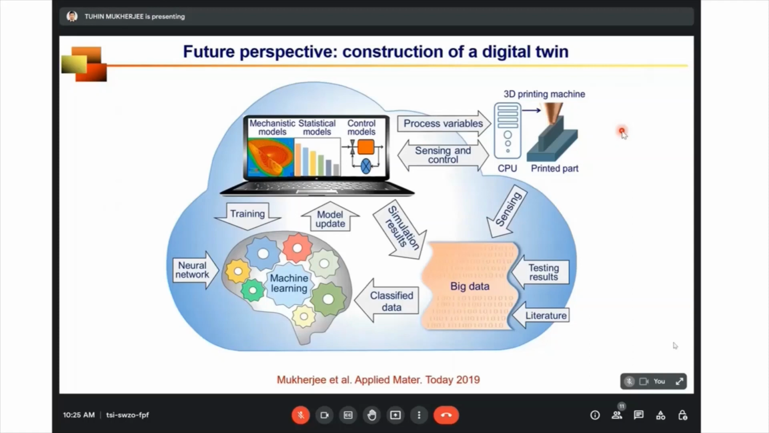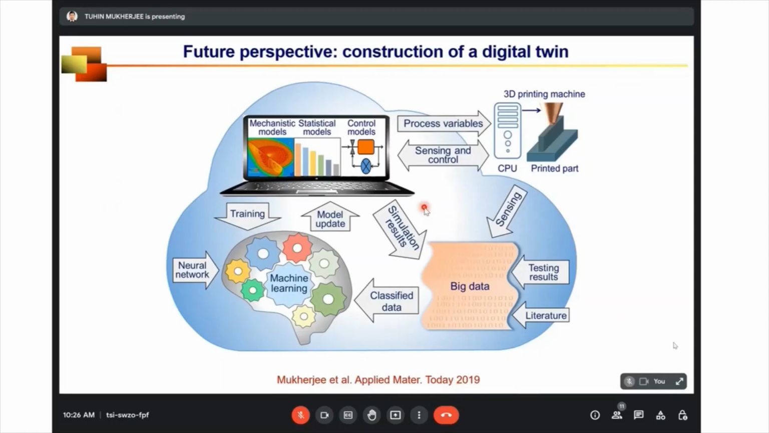General Electric, which is the largest producer of aircraft engines, uses 5,500 digital twins. That means digital replicas of their actual aero engines to monitor which part works and which part does not work. We can take that idea and eventually construct a digital twin for additive manufacturing. We published this idea in Applied Materials Today a few years ago.